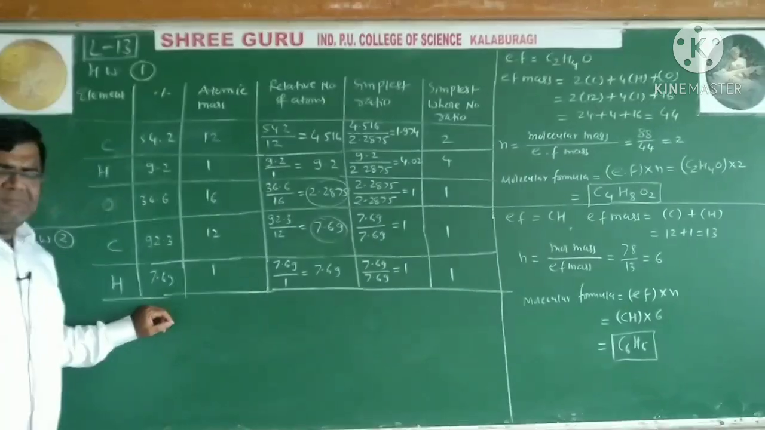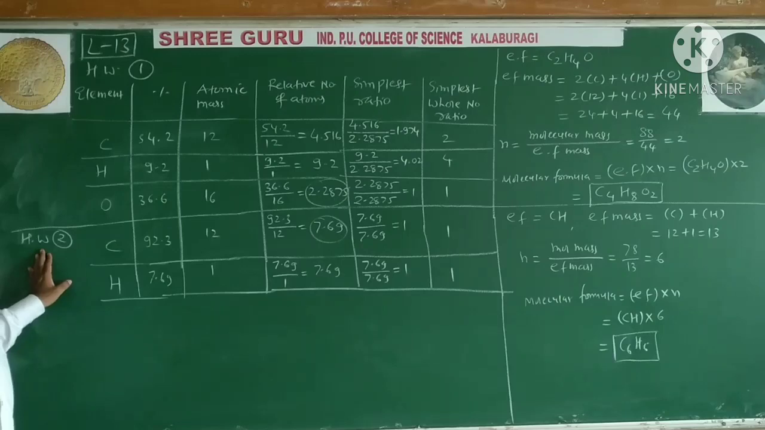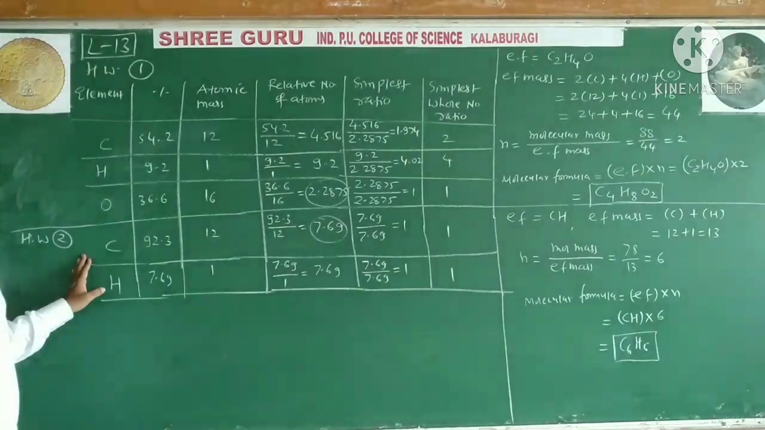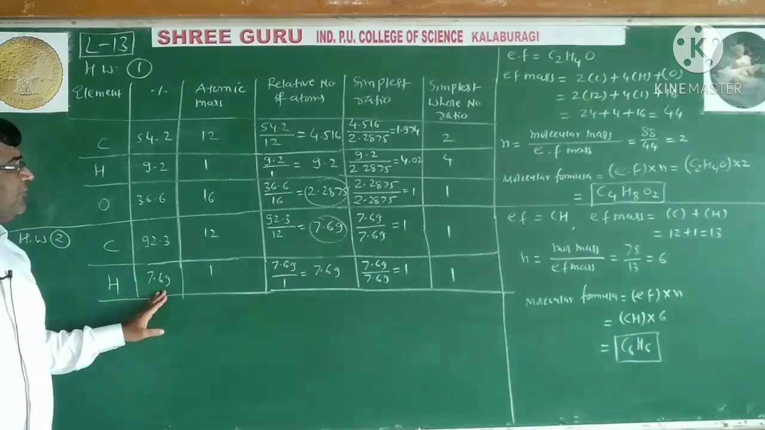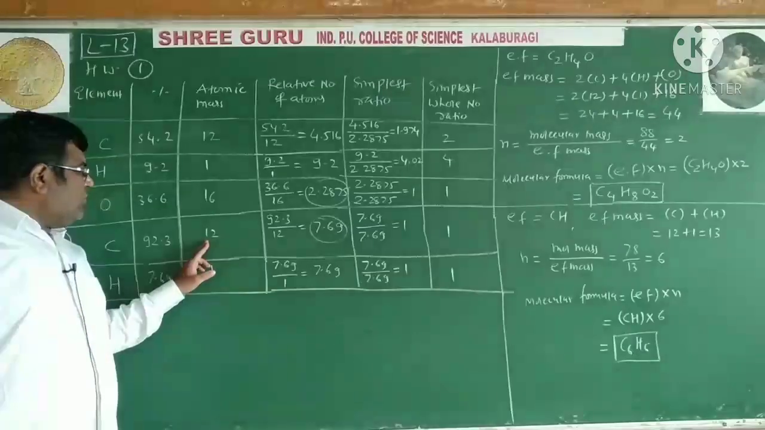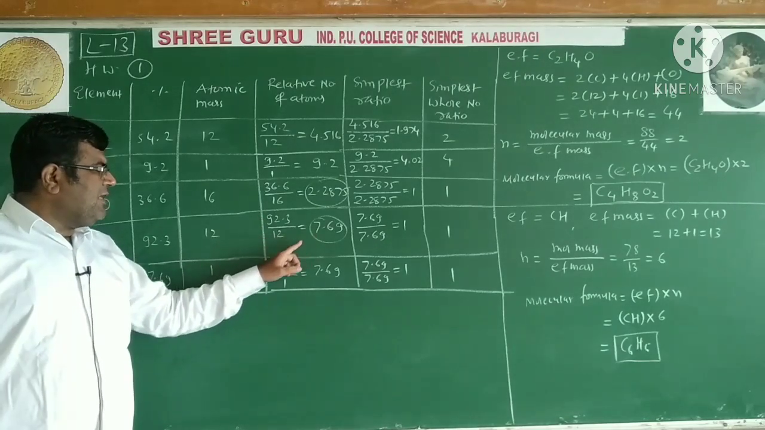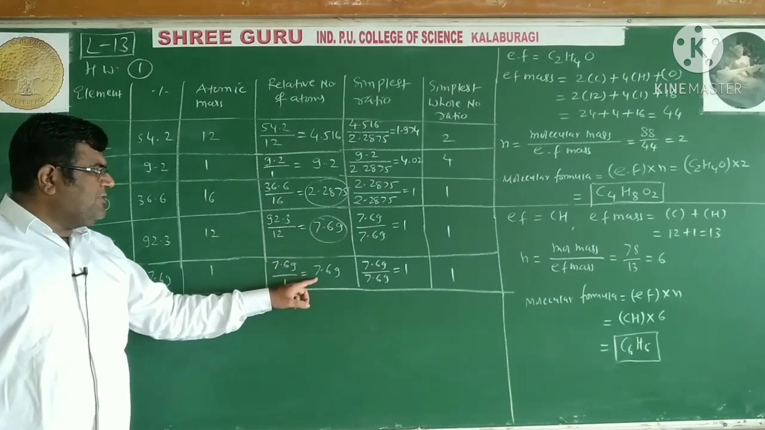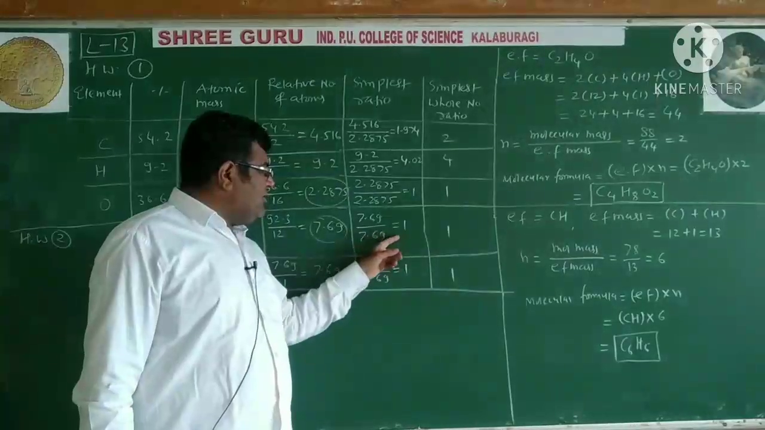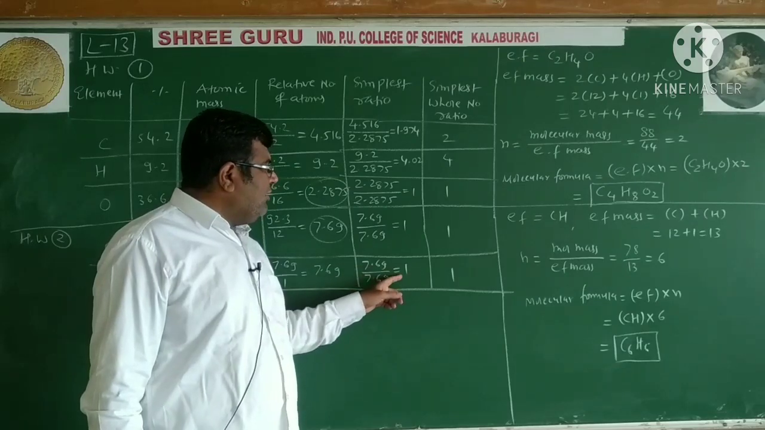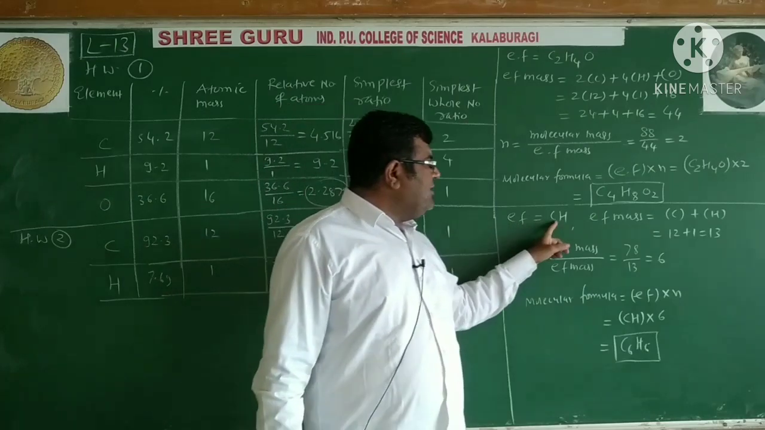So it is a very simple question. I hope that you got the correct answer. Another one was question number 2 in homework. Carbon 92.3, hydrogen 7.69. Atomic mass of carbon 12, hydrogen 1. 92.3 by 12 is 7.69, 7.69 by 1 is 7.69. Dividing 7.69 by 7.69 for both, we get C1H1. Empirical formula is CH.